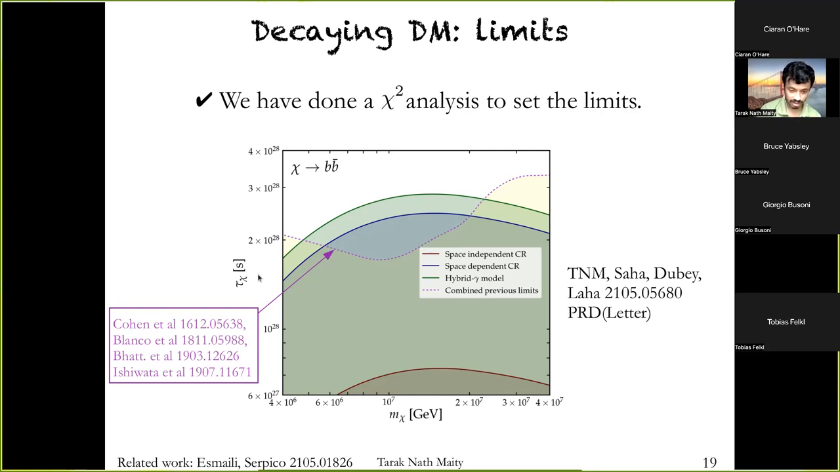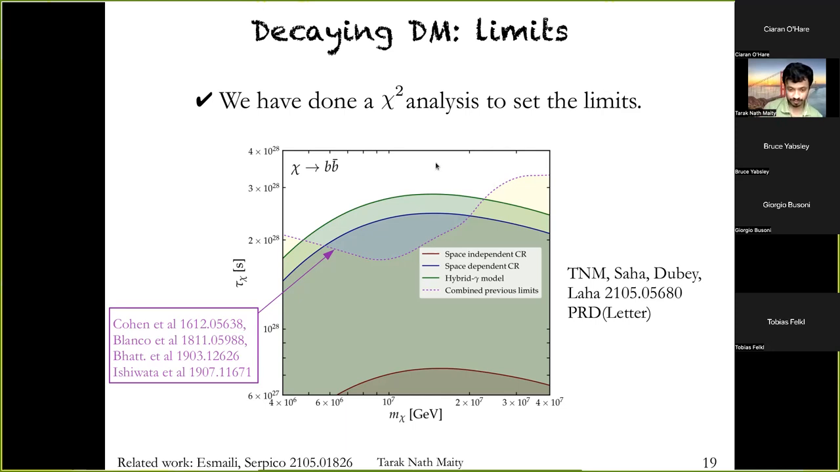In the smaller dark matter mass range, the bound is mostly coming from Fermi-LAT. And at higher masses, it is mostly coming from the IceCube observation. So for each of these lines, anything above the line is allowed, and anything below the line is excluded by the corresponding observation.